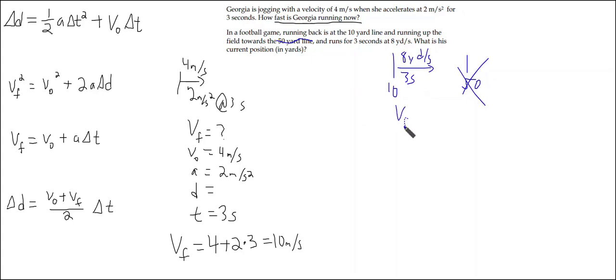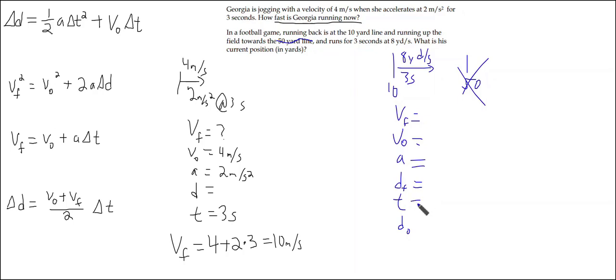We have our final velocity, initial velocity, acceleration, distance, time. And for this particular one, it gives me an initial distance of 10. So let's go ahead and write in that extra variable. So that's distance final. Let's make that look just a little bit neater. And we have distance initial. Okay, cool.